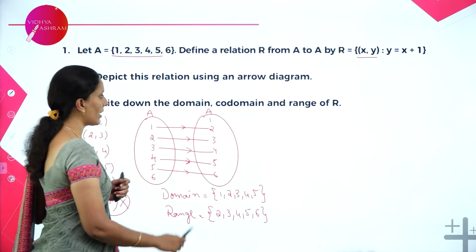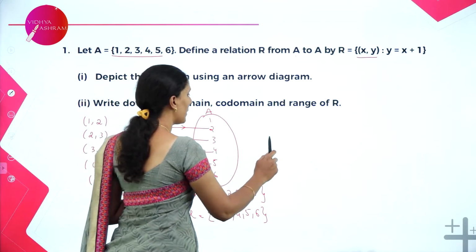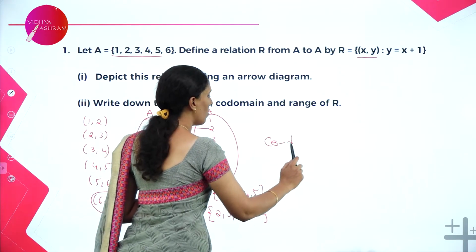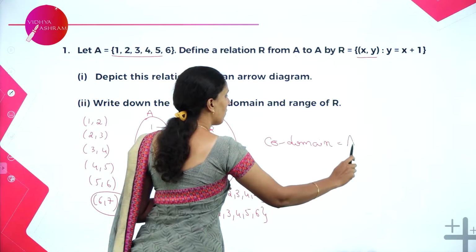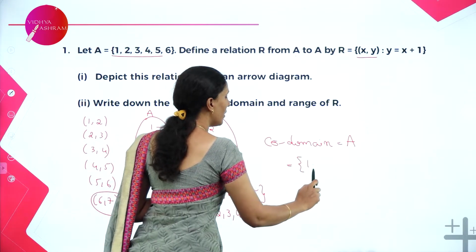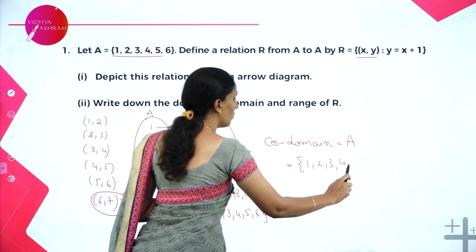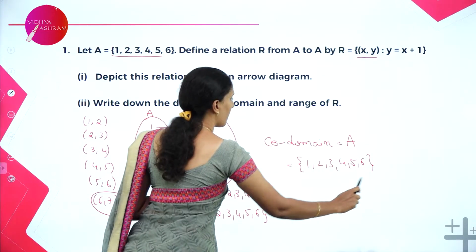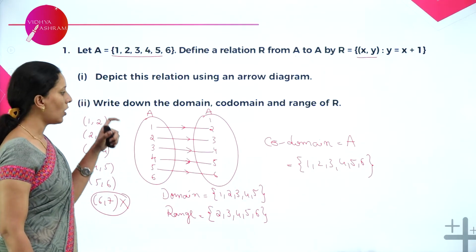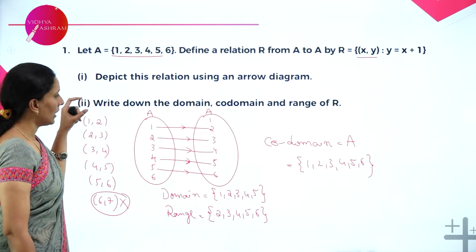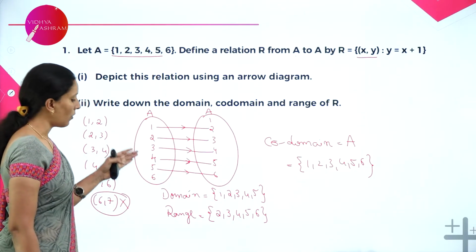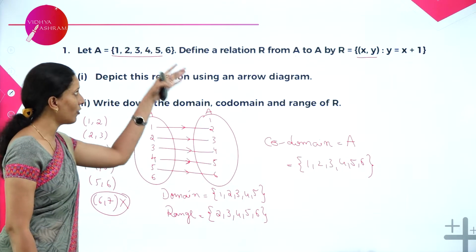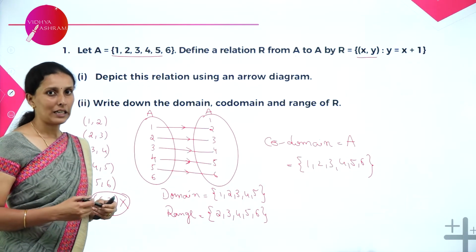What is the codomain here? The codomain is the complete second set. So your codomain is the set A only, that is 1, 2, 3, 4, 5, 6. So this is how we define the relation with respect to an arrow diagram, along with the domain, range and codomain of the given relation.